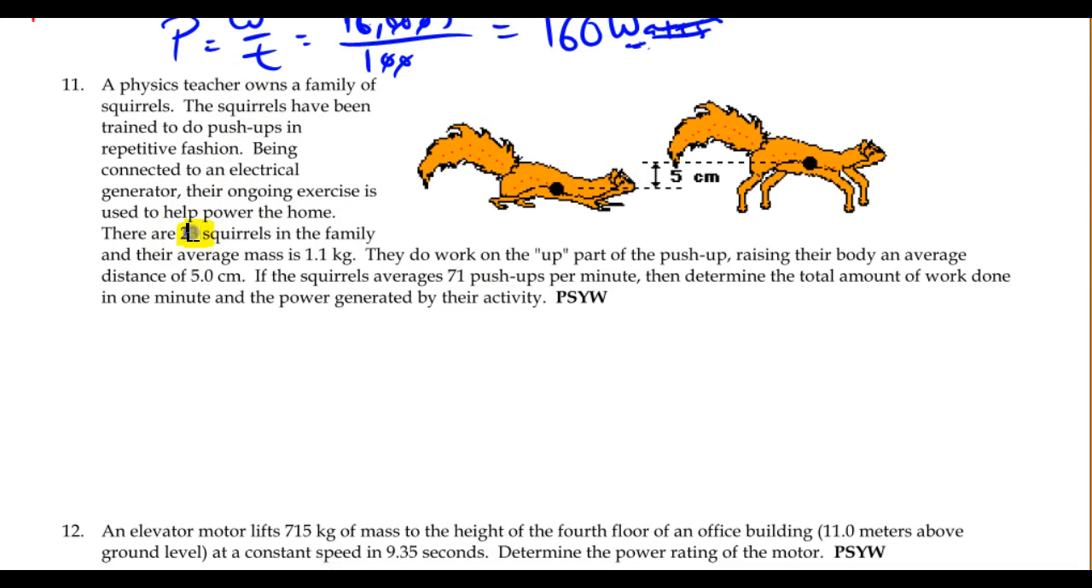So, first of all, there's 23 of them, so we're going to multiply everything by 23. Their mass is 1.1 kilograms. They only do the work on the up part. Their average height is 5 centimeters, and we're going to need to convert that to meters. They're doing 71 push-ups per minute. That's minutes, not seconds, so we're going to deal with that. We're going to figure out the work done and the power generated in 1 minute.